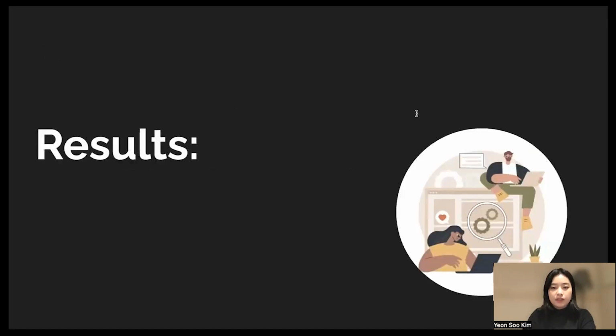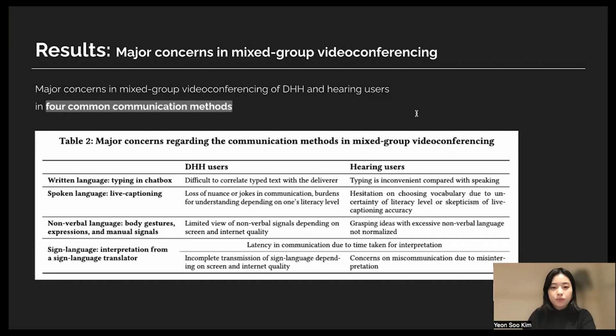Next, results from the user study. I will go through them briefly due to time constraints. If you have more questions, you can check my paper, which is linked on the last slide of this presentation. As a result of these studies, we found some common concerns in mixed-group video conferencing in 4 common communication methods, which are written language, spoken language, nonverbal language, and sign language for DHH and hearing users. You can refer to my paper for more details.